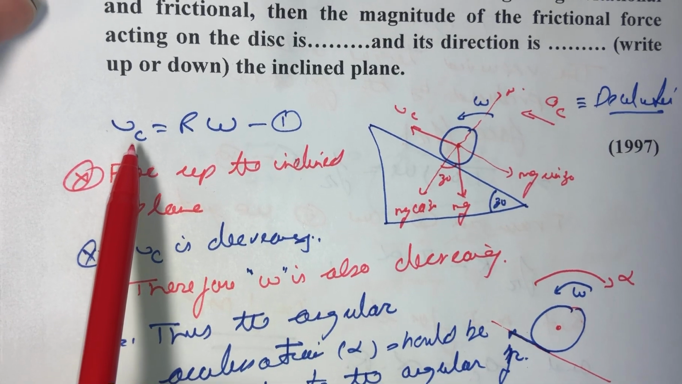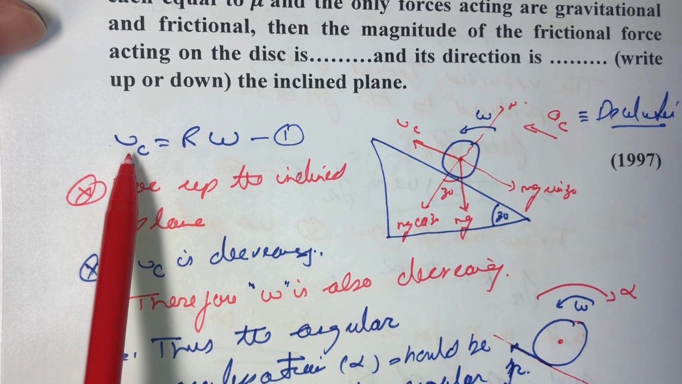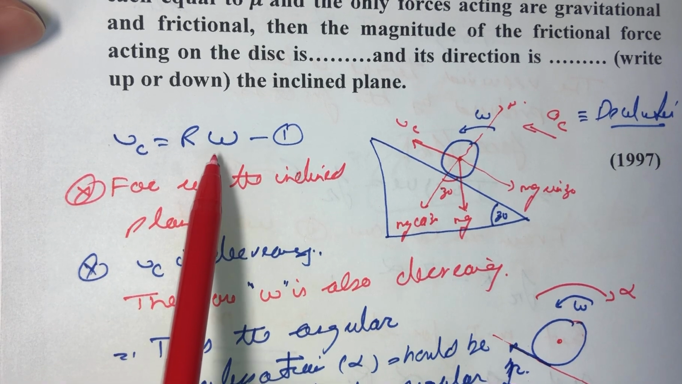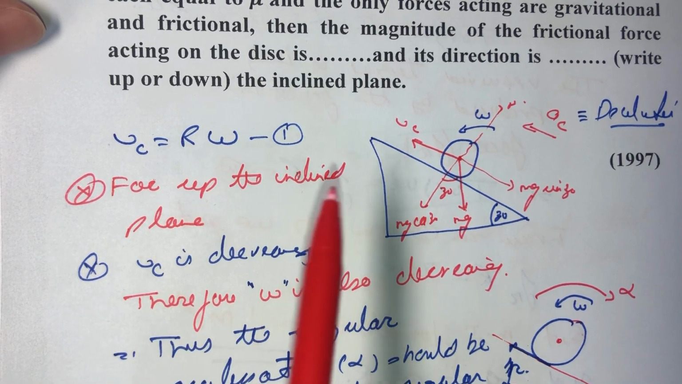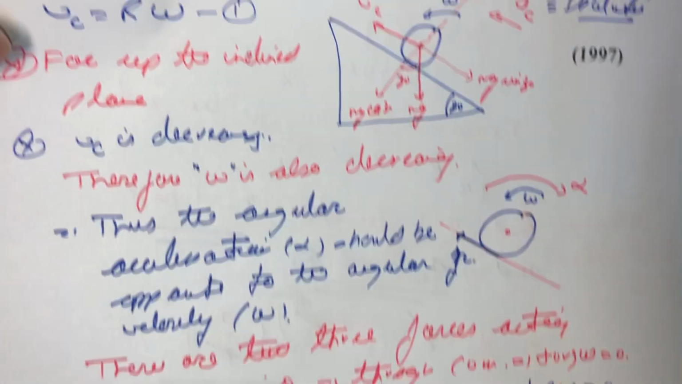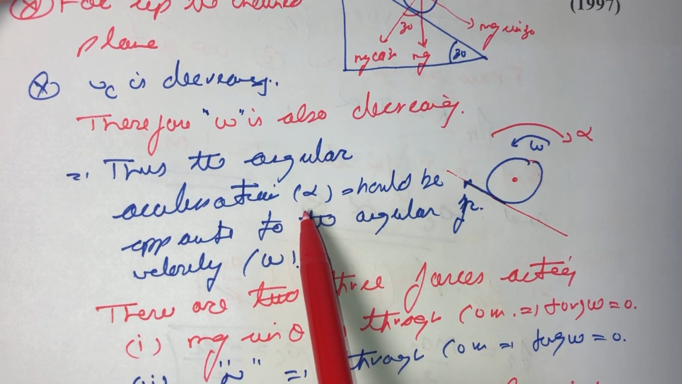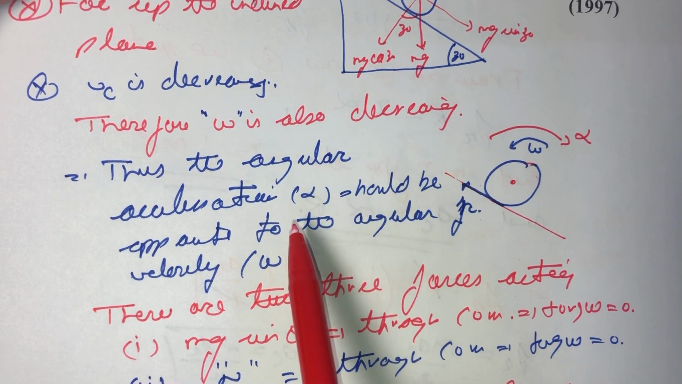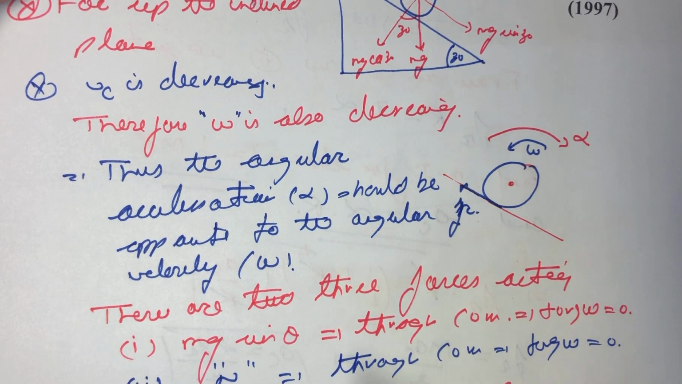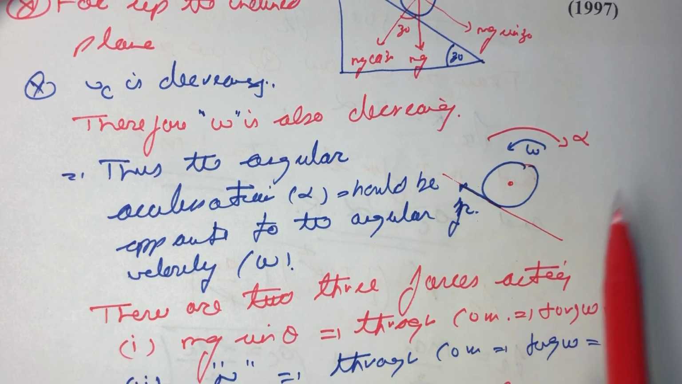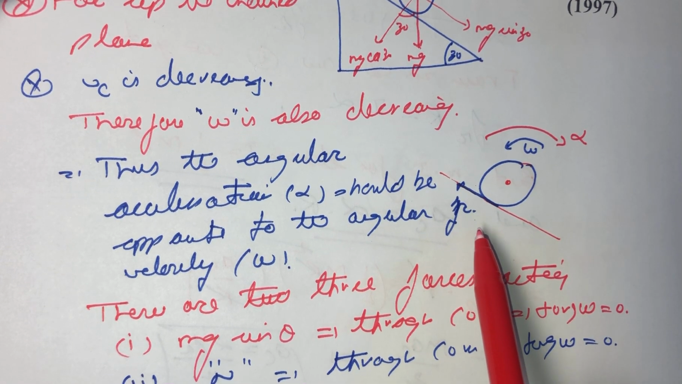One is the equation which gives the relationship between the center of mass velocity and the angular velocity, that is Vc is equal to r omega. And second is the direction of the angular acceleration, because the direction of angular acceleration will decide in which direction the torque will be produced. So here the torque is being produced by the frictional force.